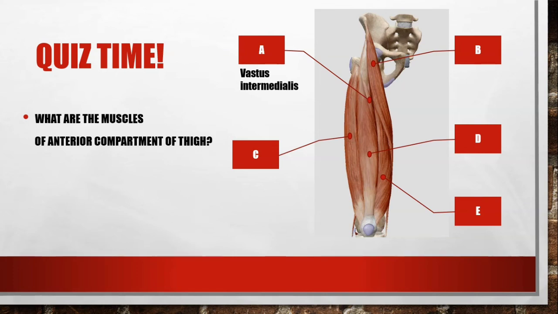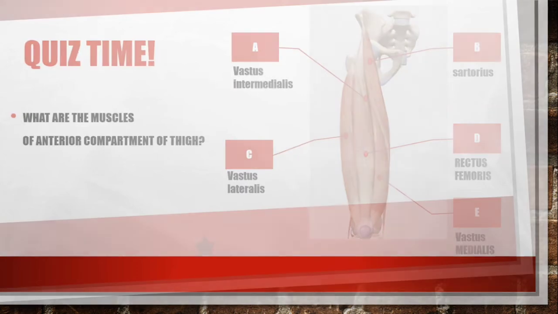I'm sure you have guessed it right. The first one is the vastus intermedius. C is the vastus lateralis. B is the sartorius. D is the rectus femoris, and E is the vastus medialis.